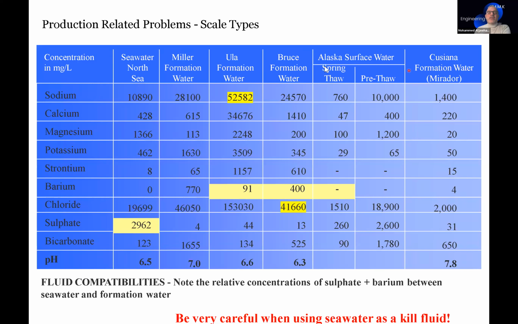These parameters can play a good role in deposition of the scale. These are examples from fields around the globe. So you can see the parameters which cause it when we have fluid incompatibilities, maybe incompatible water, seawater and formation water, when injecting any kind of fluid inside our wells, and this causes scale deposition inside our wells. So we have to be very careful when using seawater as a kill fluid.